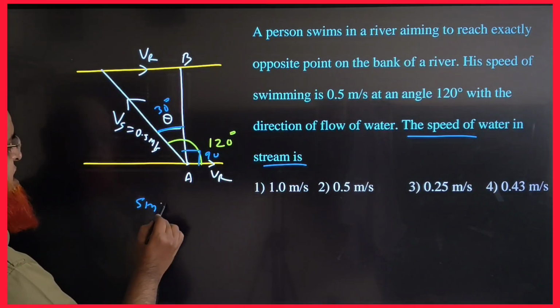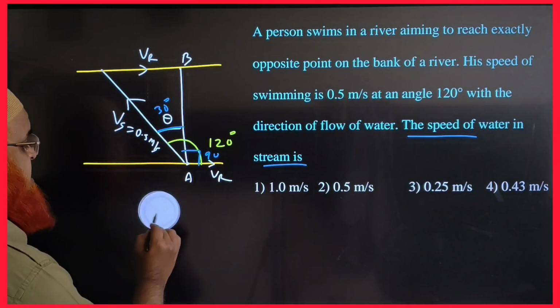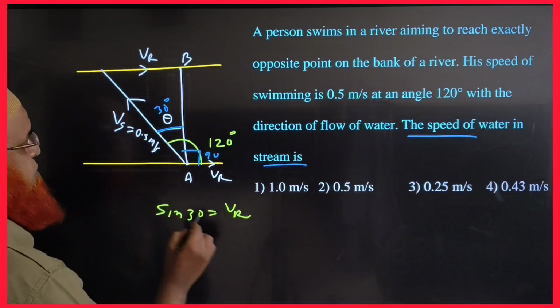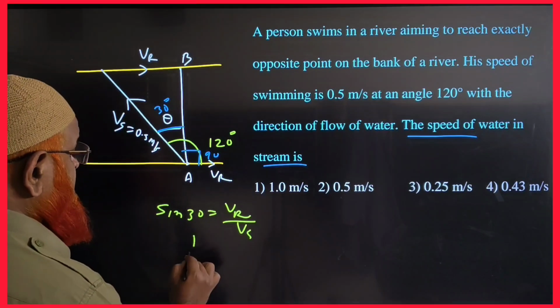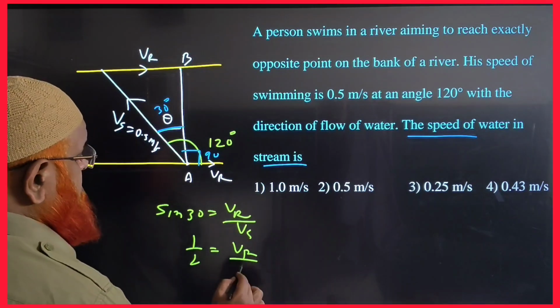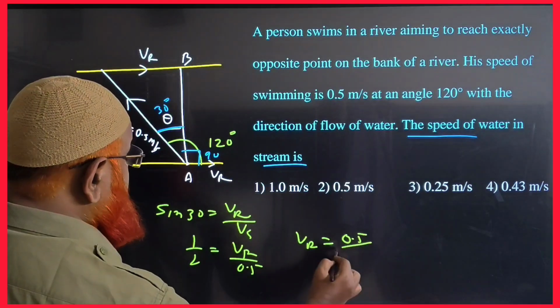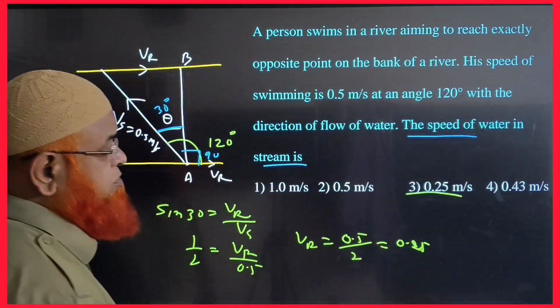See, you can apply sin 30 here. क्या करना है बस? You just write sin 30 is equal to opposite side by hypotenuse. Velocity of a river to that of velocity of a swimmer. ये क्या हो गया? 1/2. Velocity of a river divided by velocity of a swimmer कितना था? 0.5. Therefore, velocity of a river is 0.5 by 2, which is 0.25. Which is 0.25 is going to be our answer. Okay.